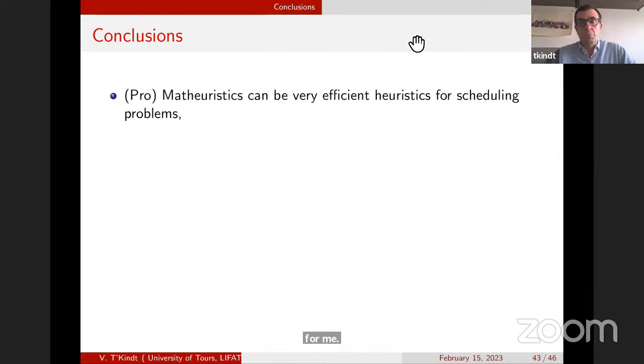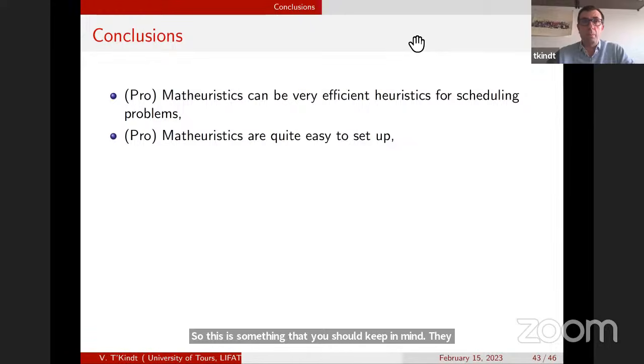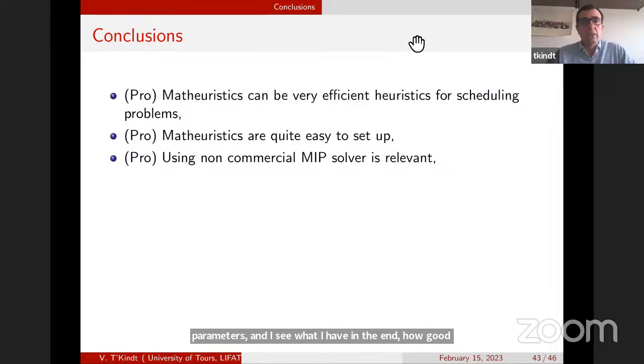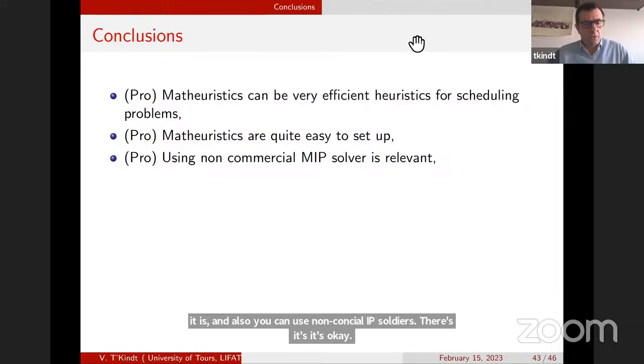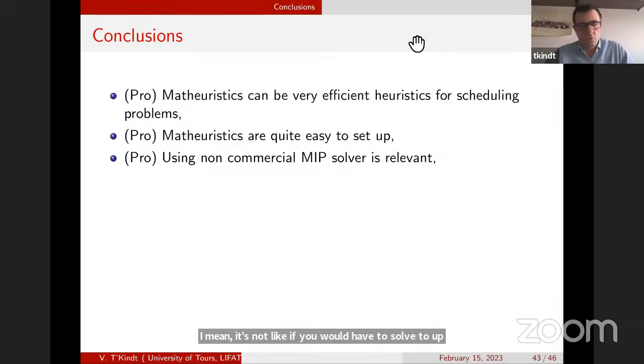So if we have to sketch the pros and the cons of matheuristics, I would say they can be very efficient. So this is something that you should keep in mind. They are really easy, at least, to set up. I mean, maybe not tuning exactly the best parameters, but it's really easy to say, oh, I set up a matheuristic with basic parameters, and I see what I have in the end, how good it is. And also, you can use non-commercial IP solvers. It's okay. I mean, it's not like if you would have to solve the problem to optimality. So you can use non-commercial solvers.